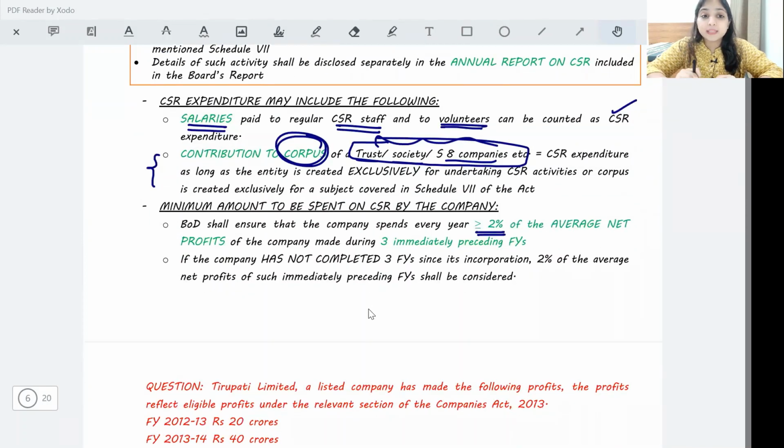Then we learned we have 2 things which will be included in CSR. If you pay a salary to your CSR staff or to your volunteers who are helping you with CSR, it will be considered as CSR expenditure. And number 2, we learned contribution to a corpus of a Section 8 company, trust or society. Even that will be considered as CSR expenditure. But this point we said we'll keep pending. Right now may not be the right time to understand this properly. We will come to this point a little later.